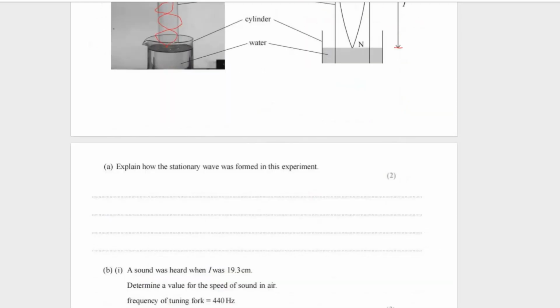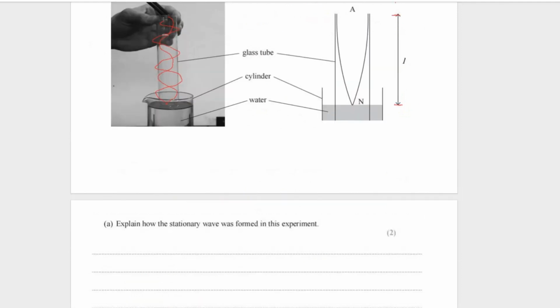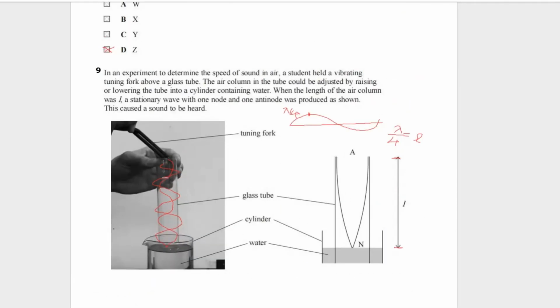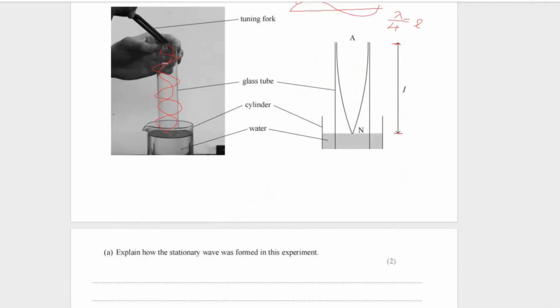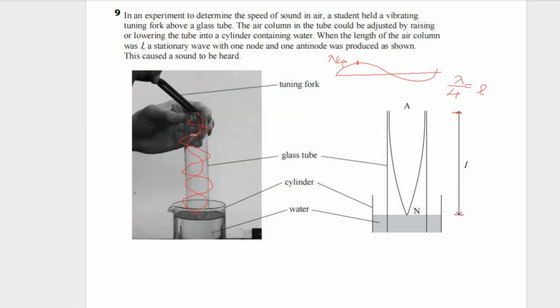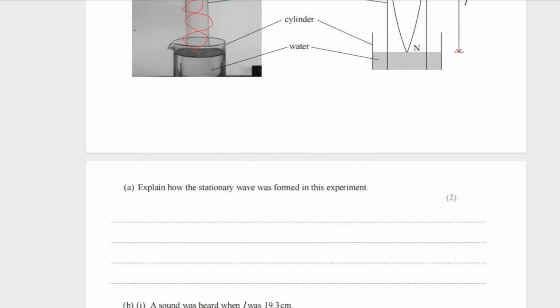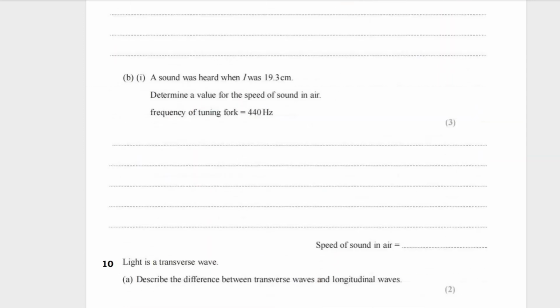Explain how the stationary wave was formed in this experiment. It is due to the superposition of the incident and the reflecting wave, where the wave is reflected from the water surface. The incident wave and the reflected wave both superimpose to give the stationary wave. A sound was heard when L was 19.3 centimeter. Just be careful, it is given in centimeter. Determine a value for the speed of sound in air.